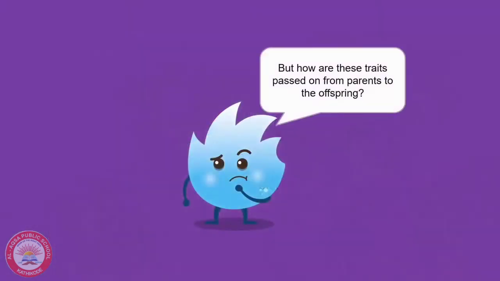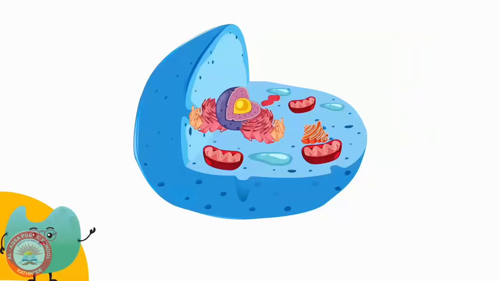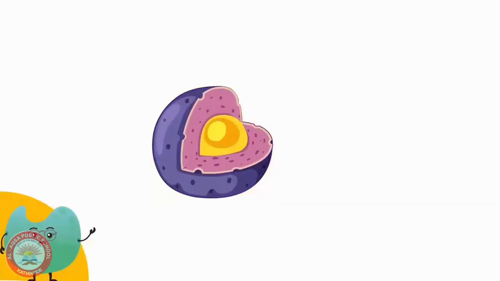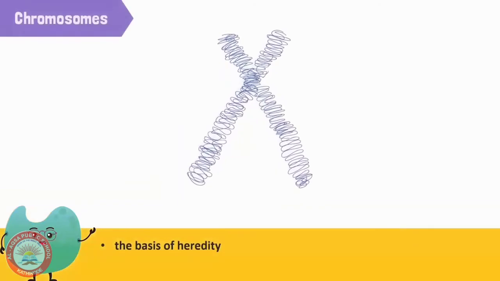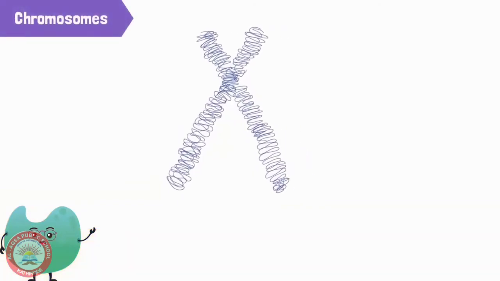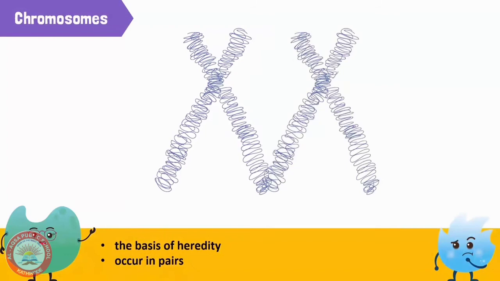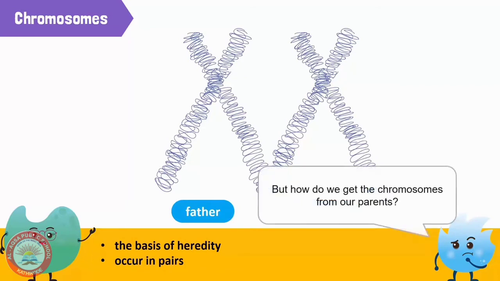Let us see how these traits or characters are passed from the parents to the offspring. We have already studied the structure of nucleus. The nucleus has thread-like structures called chromosomes. Chromosomes are responsible for heredity, and chromosomes occur in pairs. In the pair, one of them comes from the father and the other from the mother.